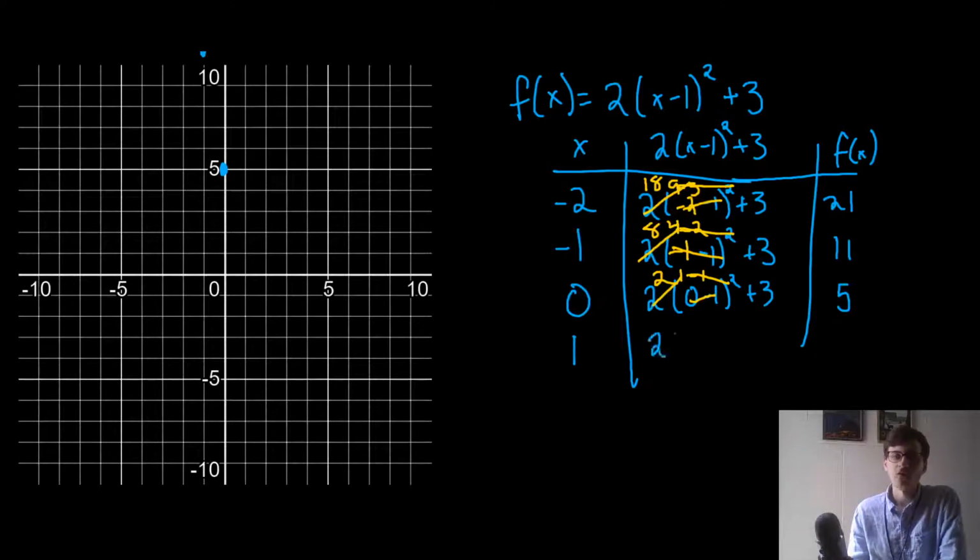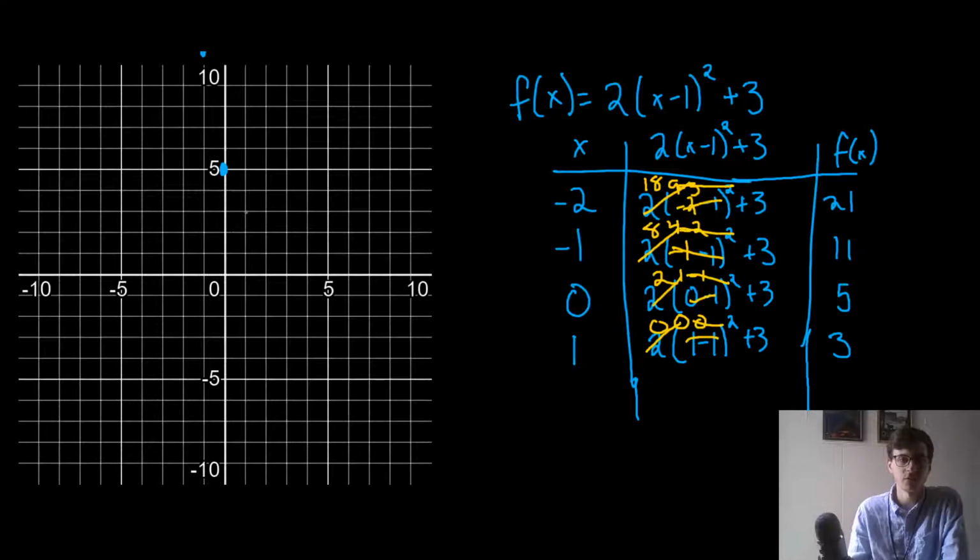Okay, again, we've got 2 more. So at 1, 2 times (1 - 1)^2 plus 3. 1 minus 1 is 0. 0 squared is 0. 2 times 0 is 0. And 0 plus 3 is 3. So at the point 1, we have 3. Now maybe even think, is there a pattern? Even there, looking at our original equation and looking at the point that we just had.